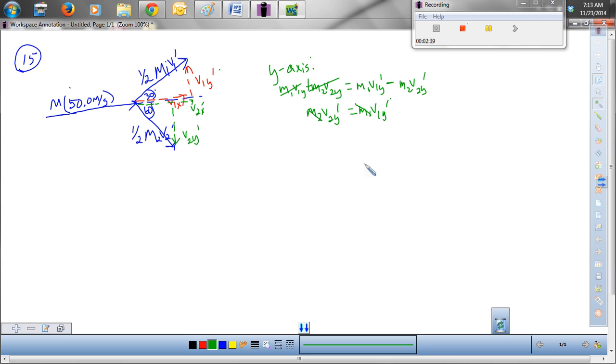M1 and M2 are both equal to each other, so this is going to be the sine of 60 B2 prime has to equal the sine of 30 B1 prime. Sine of 30 is 1/2. Divide both sides by the sine of 30, and I get 1.732 B2 prime equals B1 prime. This value came from dividing sine of 60 by sine of 30. Punch it in your calculator, you should get 1.732.